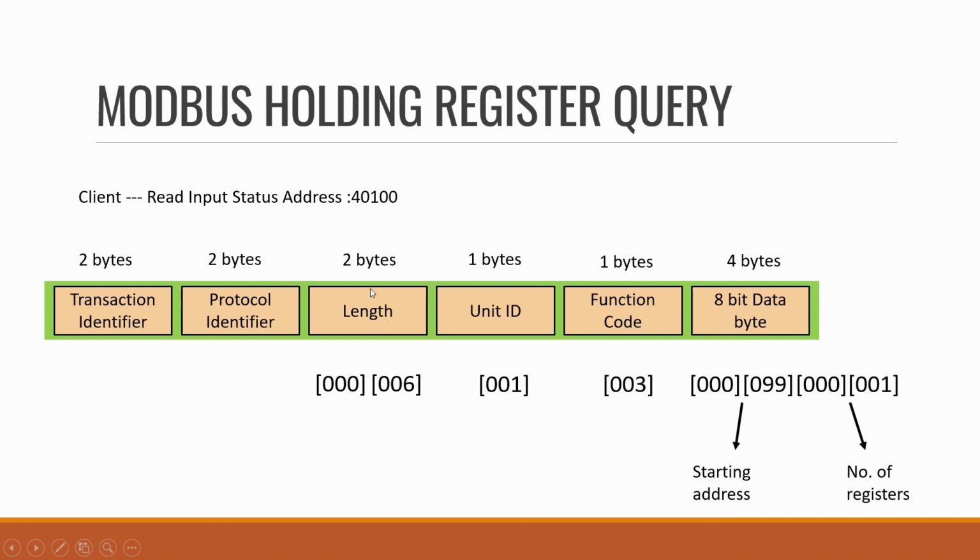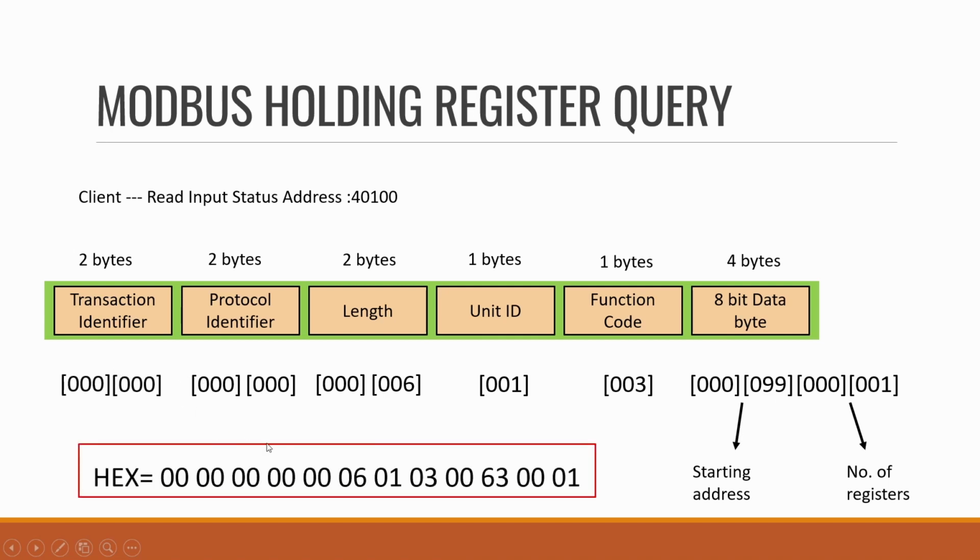4 plus 1 plus 1. This is 6. 0 and 6. Protocol identifier 0. Transaction identifier 0. So this will be the hexadecimal equivalent for the query frame.